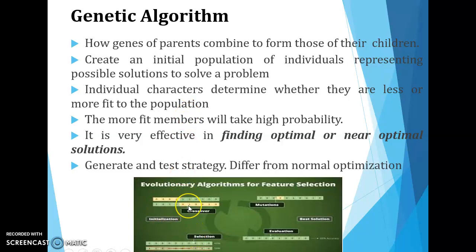After that, they go for a crossover, and if you need small changes you can do them using mutation. From that, you will get the best solution. So finding an optimal or near optimal solution is possible using the genetic algorithm. Otherwise, it is called an evolutionary algorithm. It follows the generate and test strategy, which differs from normal optimization.